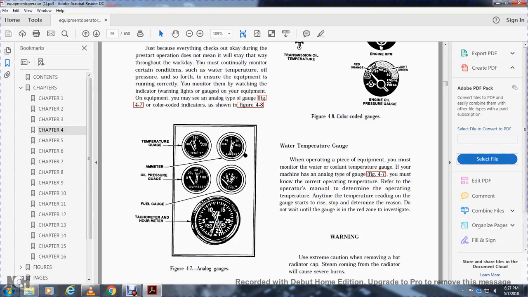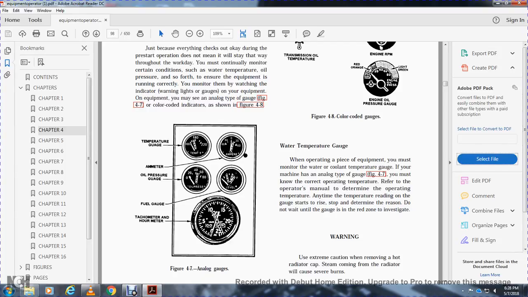Water temperature gauge. When operating the equipment, you must monitor the coolant temperature. If the machine has an analog type gauge, you must look for the cause and correct the operating temperature. Operators can determine the operating temperature at any time from the temperature reading on the gauge. If it starts to rise, stop, determine the cause, and if the gauge reaches the red zone, investigate.